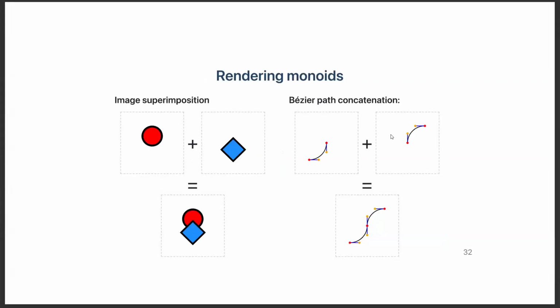So which rendering monoid should we use? Well, for turtle graphics and vector graphics, we use superimposition. And for Bézier paths, we just use path concatenation. Actually, we just use list concatenation. So that's very simple to implement. The superimposition can be simple concatenation of strings, because I'm simply rendering to SVG.